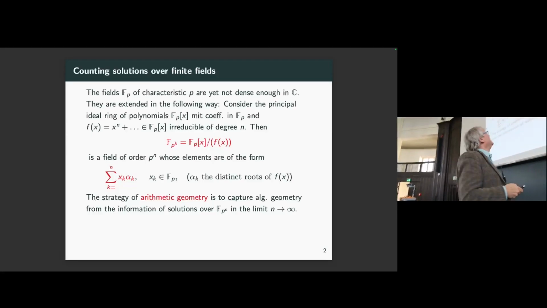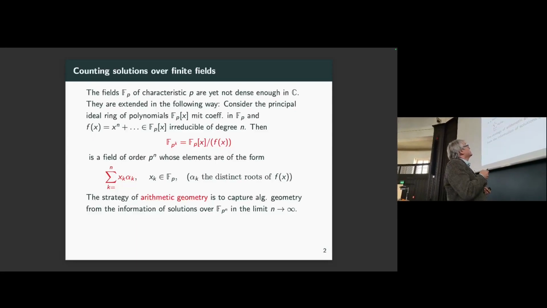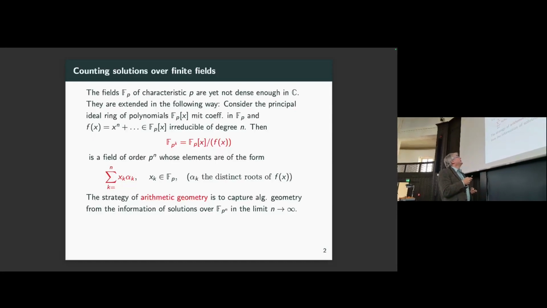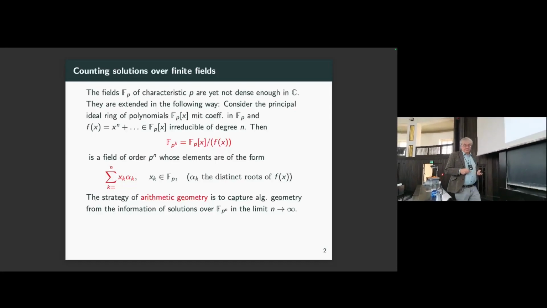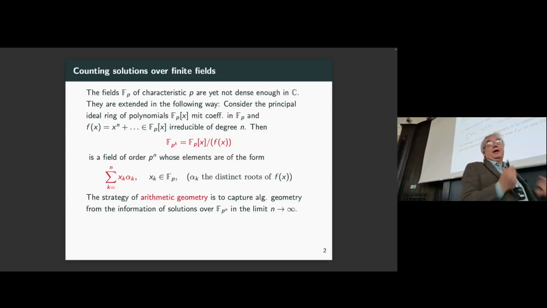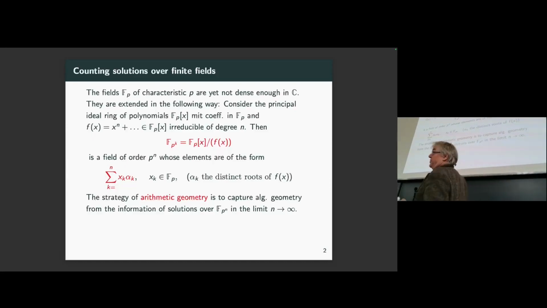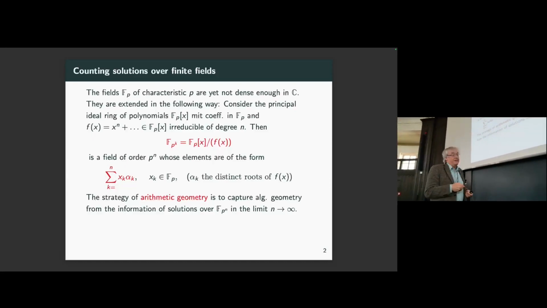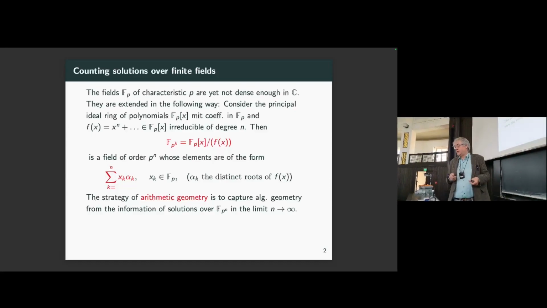And then you can also say, since it's a principal ideal ring, that this is a finite field in which you can invert. That's the way to say it, but the fields look like this. And then the strategy of arithmetic geometry is to capture all of algebraic geometry from the information of the solutions over F_{p^n}. That's basically the strategy.